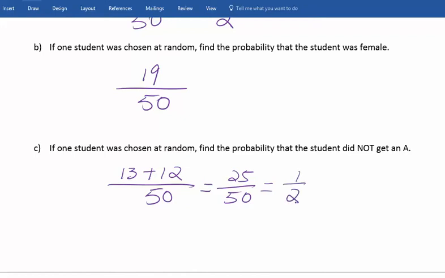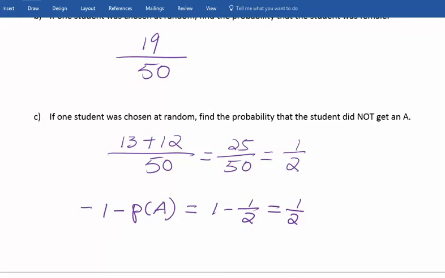Also notice that I could get exactly the same answer by taking 1 minus the probability of the student who received an A, the student who got an A. So that would be 1 minus 1/2, which also equals 1/2. So notice that the probability of not A equals 1 minus the probability of getting an A.